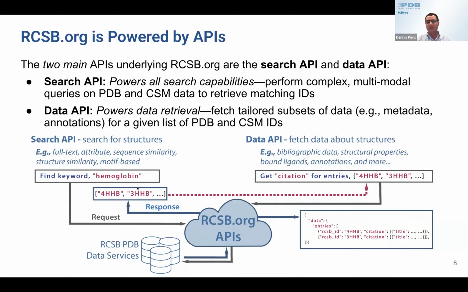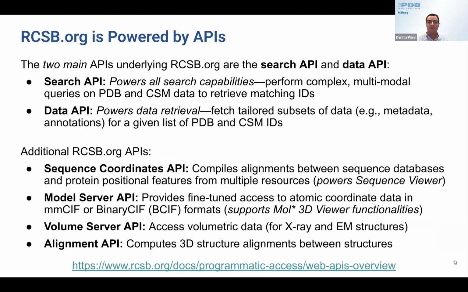We also offer several additional APIs at rcsb.org. These include our sequence coordinates API, which compiles alignments between sequence databases and protein positional features from multiple resources. In fact, this API is what powers our sequence viewer tabs throughout our website. We also offer a model server API, which provides fine-tuned access to atomic coordinate data in either mmCIF or binary CIF formats. And this API also supports several functionalities within the Mol* 3D viewer on our site.